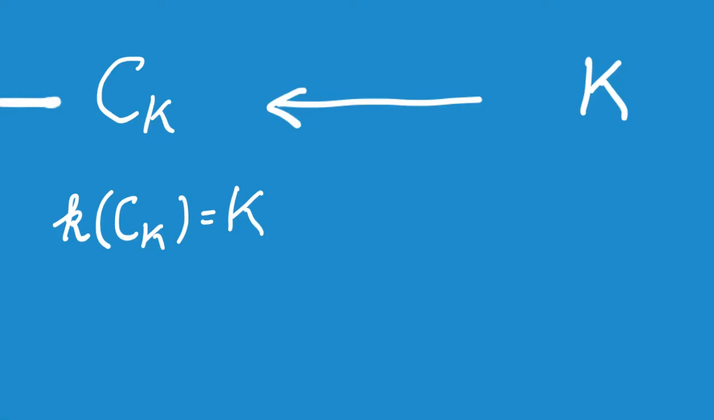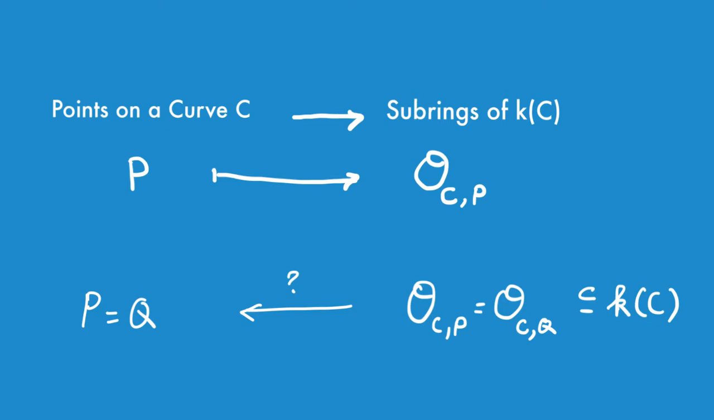Recall that our goal is to recover a curve from its function field. And we've said that one way to do so is by viewing points on the curve as rings. To every point on an irreducible curve, we can associate a subring of the function field, namely the ring of regular functions at the point. We then ask, does this ring determine the point P uniquely?